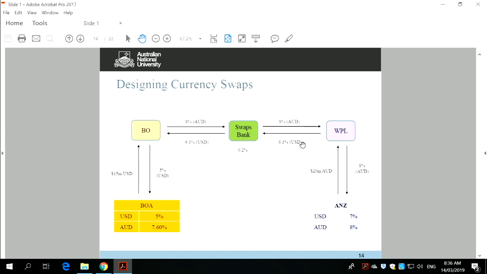So Woodside Petroleum would pay the swap bank 6.3% US dollar rate, and then the swap bank takes a 20 basis point cut, passing the remaining 6.1% back to Boeing, and Boeing would utilize only 5% out of the 6.1% to repay its US dollar loan, which means Boeing made a 1.1% gain in the US dollar rate, right? But Boeing is worse off by 40 basis points in the Aussie dollar rate. So the overall gain for Boeing is also 70 basis points.